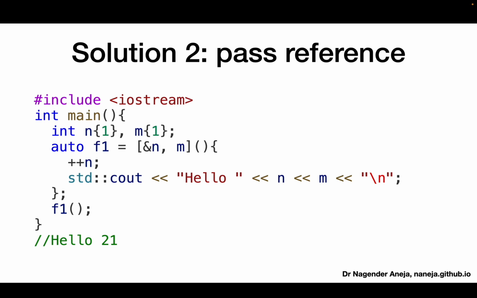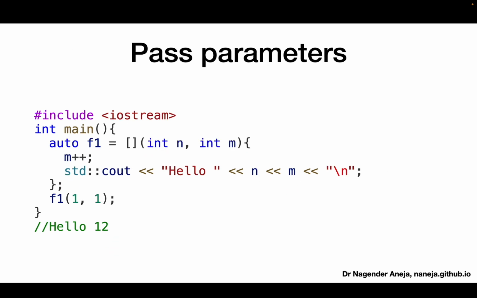But the second way is you can pass that value as a reference. Then there is no need to say that it's mutable, because when you pass by reference, your intention is that the value can be changed. You know that this value will be changed. Not just can be, but will be changed. That's why you're passing this reference. Okay, so this is plus plus n, and then we can see this is hello 2 1.